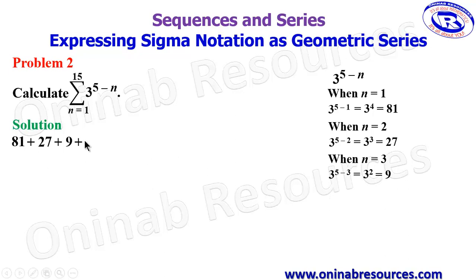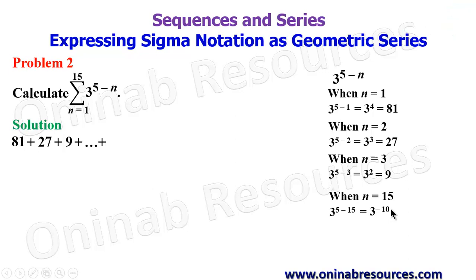Plus, since we may not be able to list out all the terms of the series, we put dot dot dot plus the last term, which is when n is equal to 15. That's giving us 3 raised to power 5 minus 15, giving us 3 raised to power negative 10. If we were to simplify this, it would be too large, so we leave it in index form, 3 raised to power negative 10.